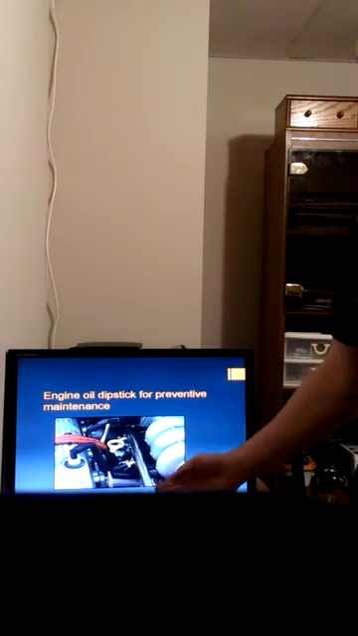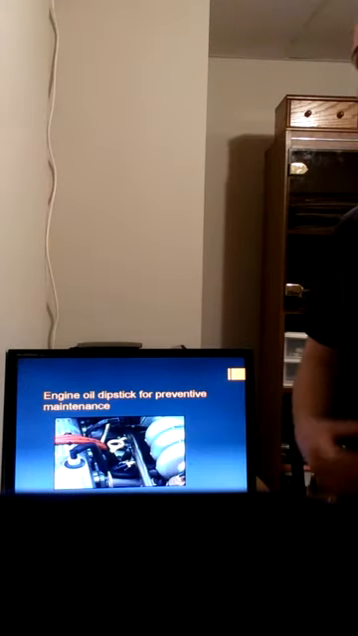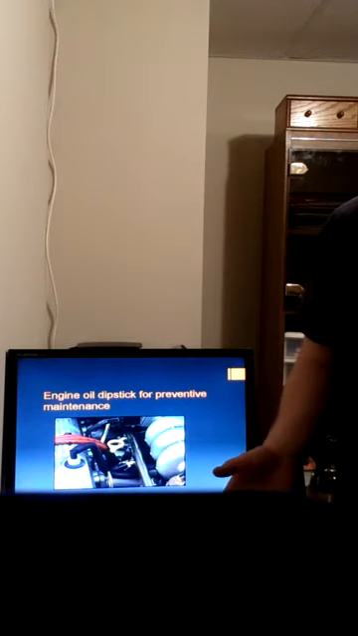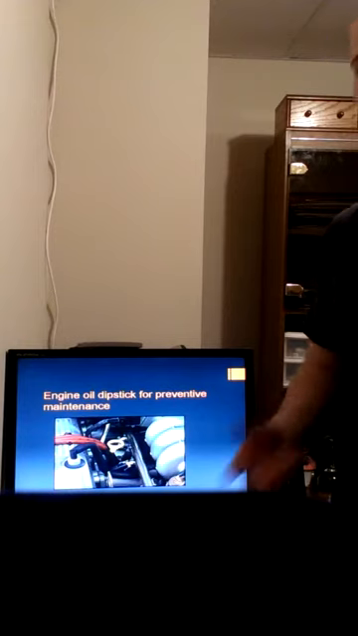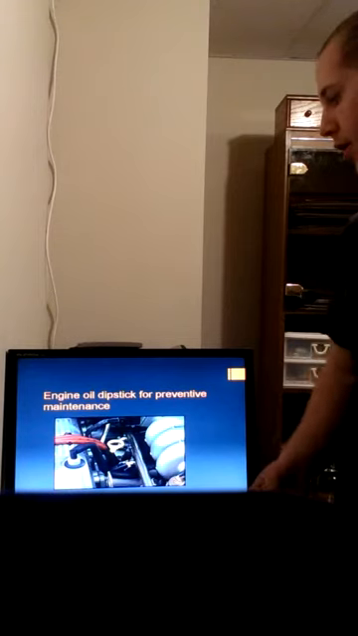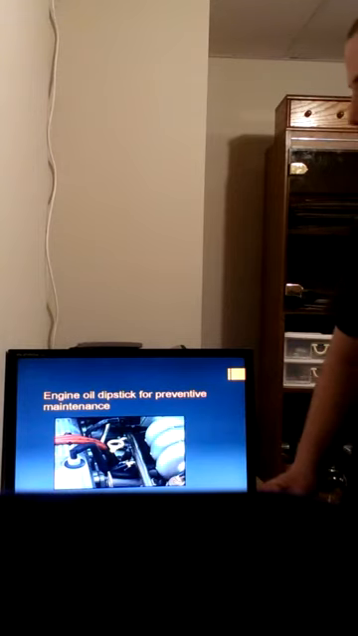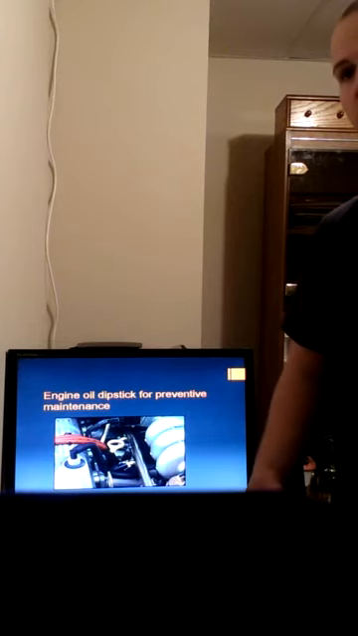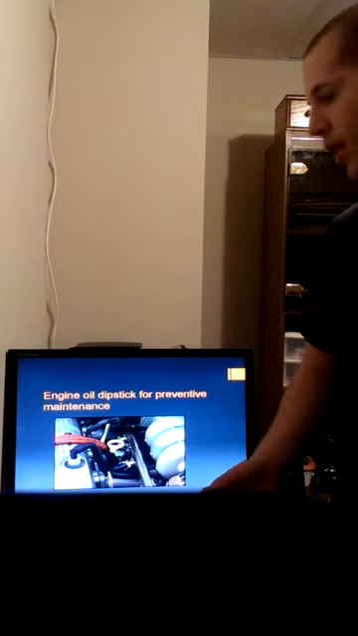This is a picture of a dipstick. Burning of oil can always occur in an engine. You can have engine oil leaks. It's very important to maintain the level of the engine oil, and the dipstick is the best way for you to check what the engine oil level is at.